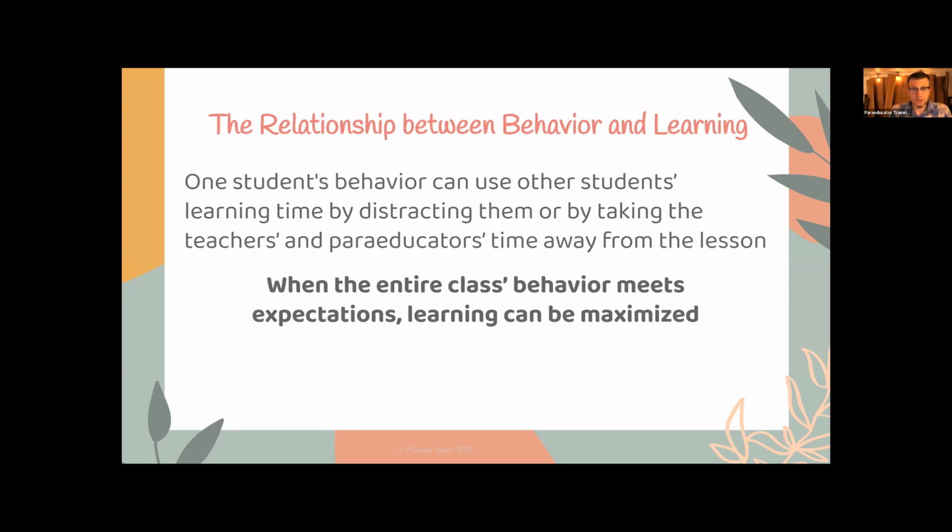You have to work as hard as the students do at this, right? To make it work out. When the entire class's behavior meets expectations, learning can be maximized. Okay. Now, it sounds like we're talking about absolutes here. It sounds like I'm suggesting that 100% of the people will behave at some point in time. And we know that people are people, and that's not necessarily going to be the case. But we shoot for 100. If we get 90, that's wonderful.